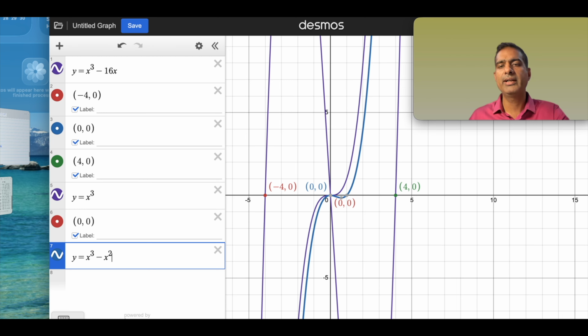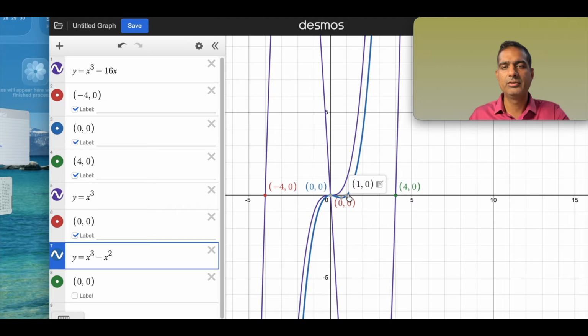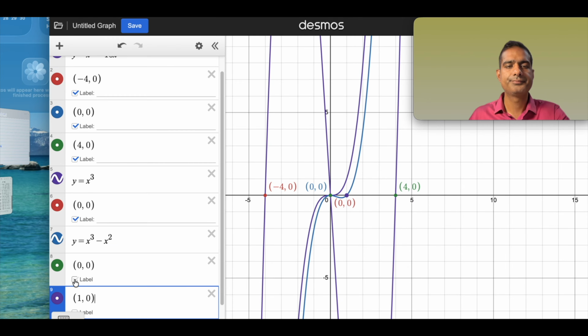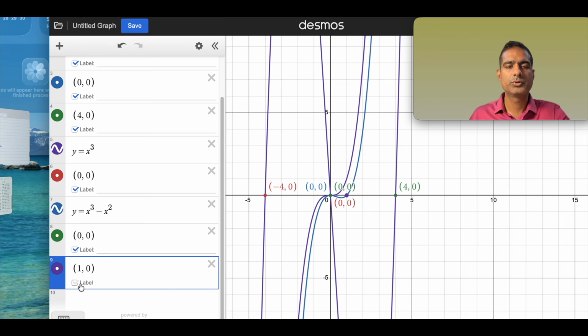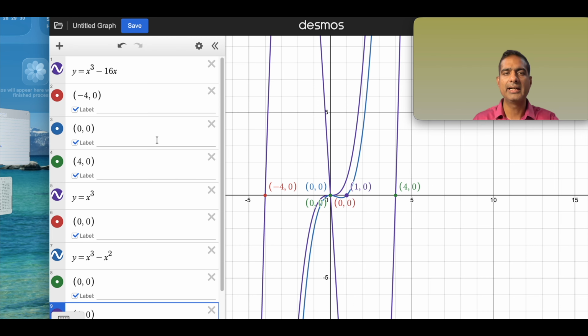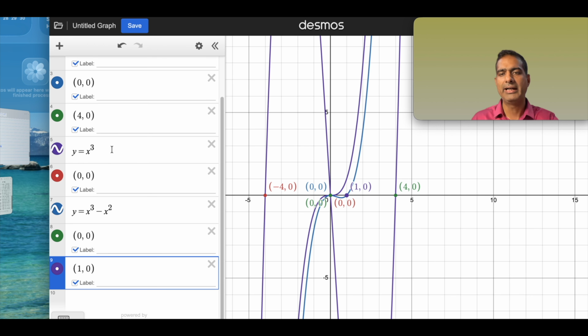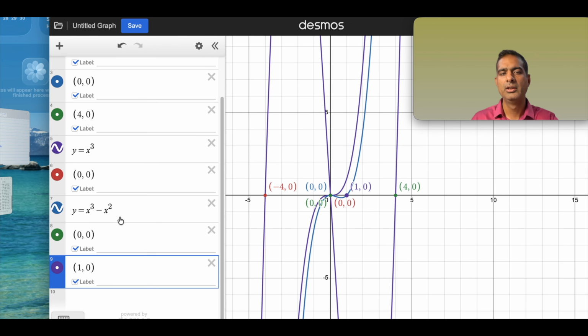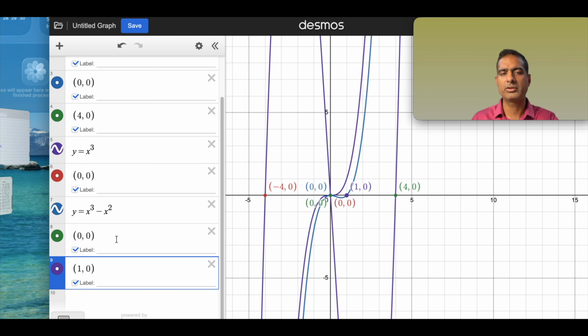So y is equal to x cube minus x square is crossing x-axis at 0 and 1. So we took three cubic equations: x cube minus 16x. We saw it was crossing x-axis at 3 points, (-4, 0), (0, 0), and (4, 0). Y is equal to x cube was crossing x-axis at only 1 point, (0, 0). Y is equal to x cube minus x square was crossing x-axis at 2 points, (0, 0) and (1, 0).